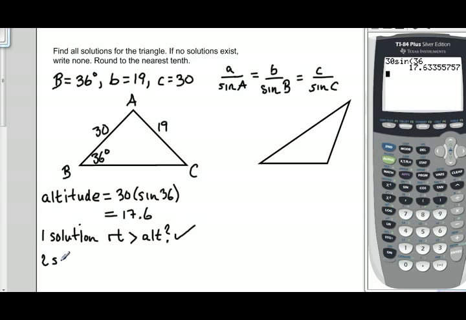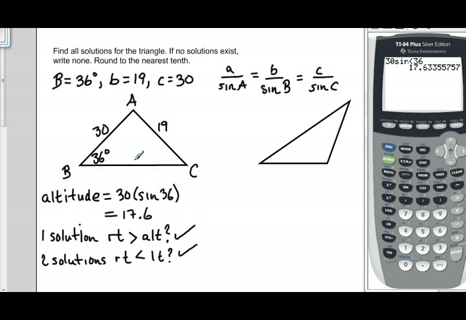Now let's check to see if we have two solutions. In order for there to be two solutions, the right side of the triangle has to be less than the left side, abbreviated LT. And once again, this is true. 19 is indeed less than 30, so we do have two solutions.